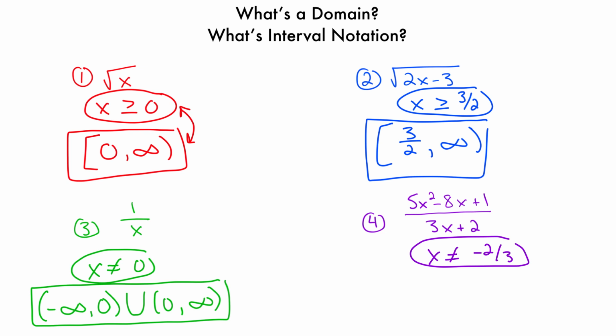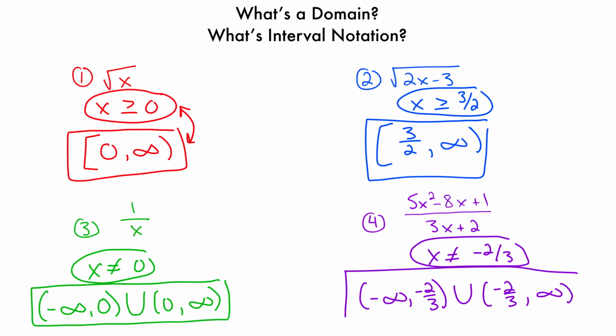And then lastly, problem number 4, same thing. We're going to go from negative infinity all the way to negative 2 over 3. We can't include either of them, and it'll be the union of that interval with the interval from negative 2 over 3 all the way to infinity. And that is the interval notation for x cannot be equal to negative 2 over 3.